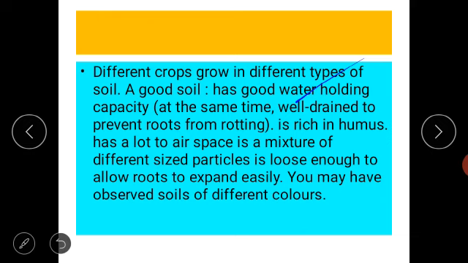The good soil is rich in humus. And how is humus formed? Humus is formed due to the degradation of organic matter. Good soil has a lot of air space in a mixture of different size particles, and is loose enough to allow roots to expand easily. You may have observed soils of different color.